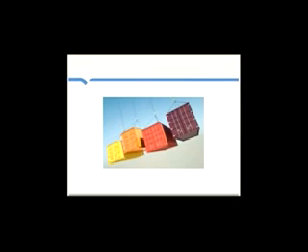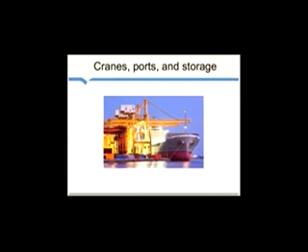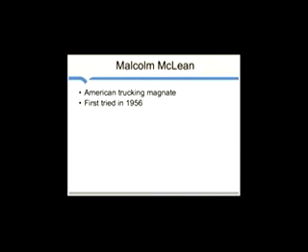A big part of the gains from shipping containers have been their ability to support and induce a coordinated system involving cranes, ports, and storage, again with this key property of standardization, making it much easier to load and unload goods. A primary entrepreneur behind shipping containers, by the way, was an American, Malcolm McLean. He was a trucking magnate, and he first tried out the idea in 1956.